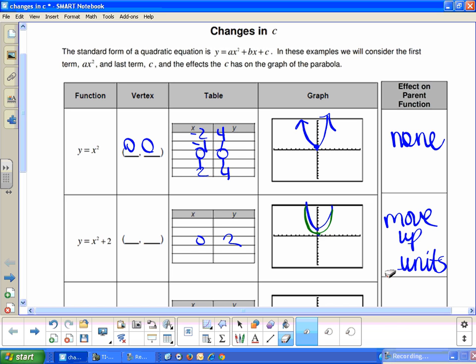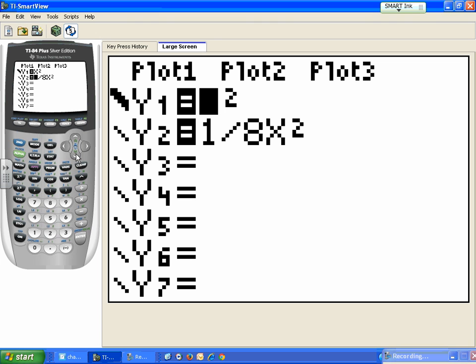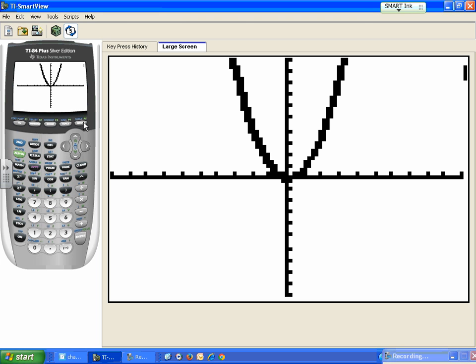Now, I want to caution you because when you see this and not the equation, it asks you what's the difference in the parent function. A lot of times you have the choice that it's wider. This is not wider. Okay, if we look at this in our calculator, and we have y equals x squared and y equals x squared plus 2, and I graph both of these, it may look like your parent function is wider than that.